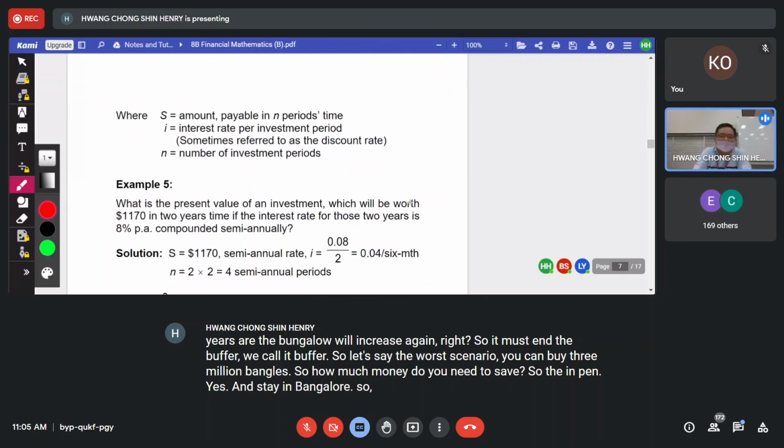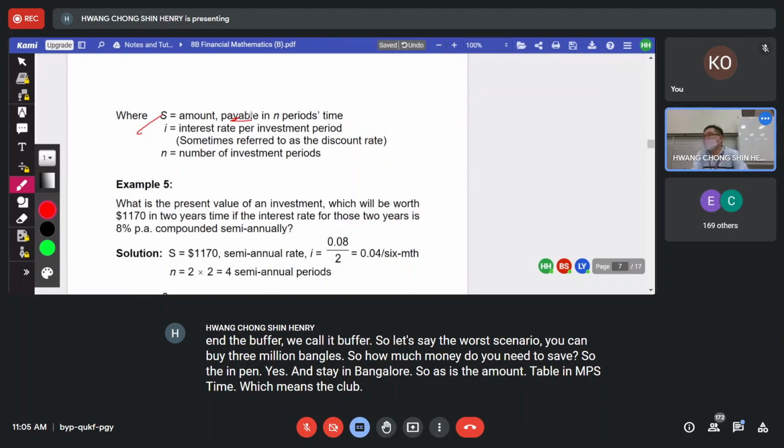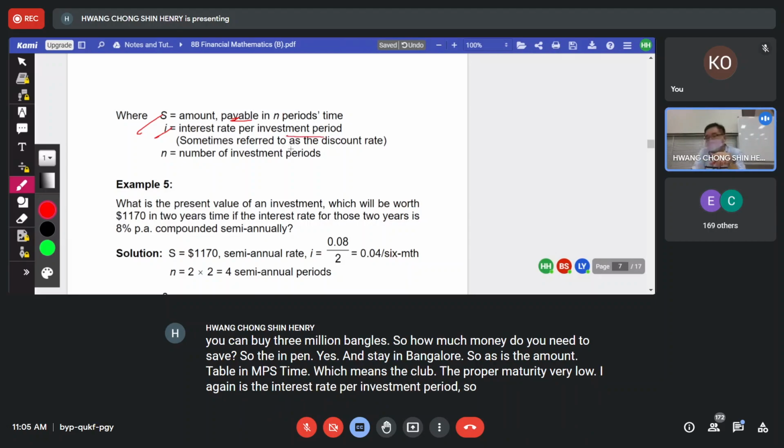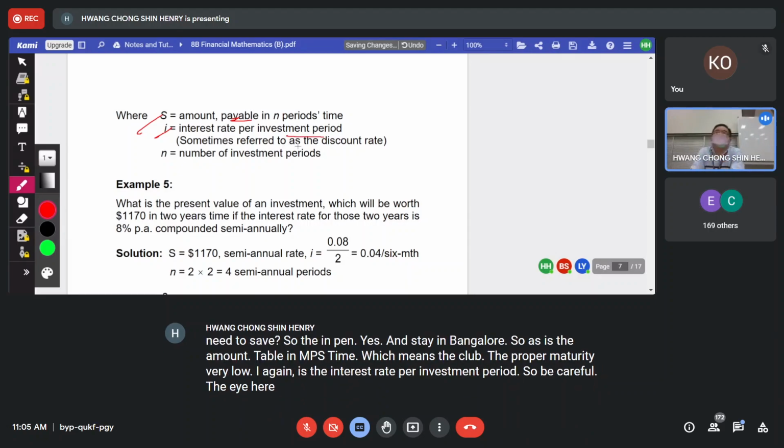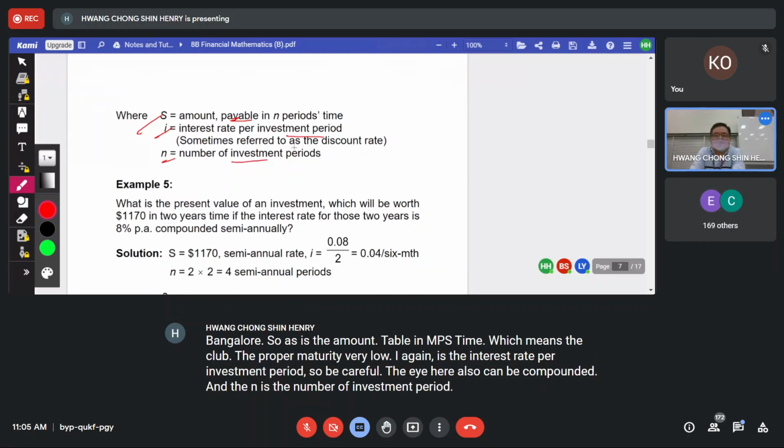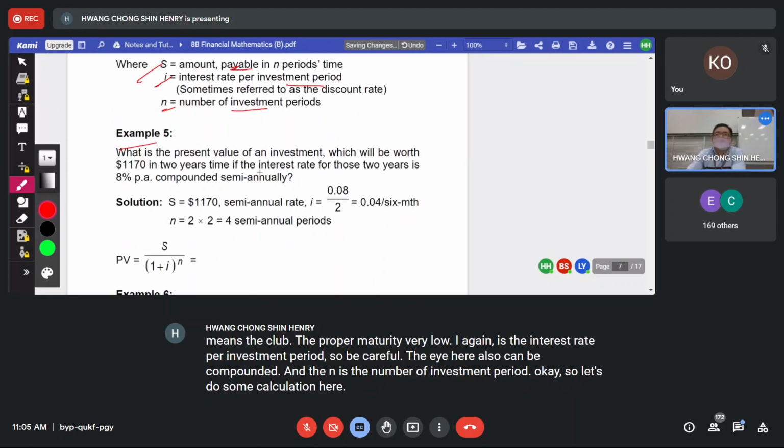So S is the amount payable in n periods time, which means the total maturity value. I again is the interest rate per investment period. So be careful, the I here also can be compounded. And the N is the number of investment periods. Okay, so let's do some calculation here.